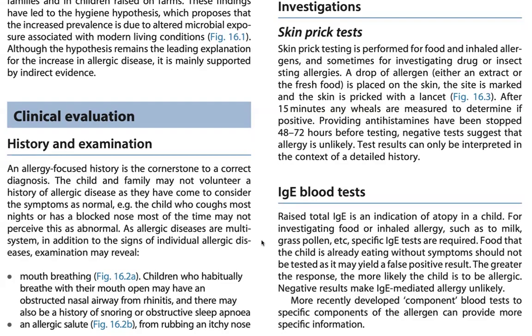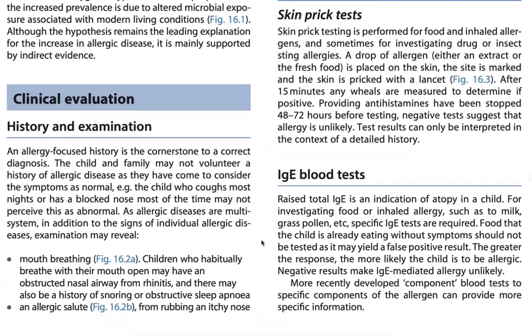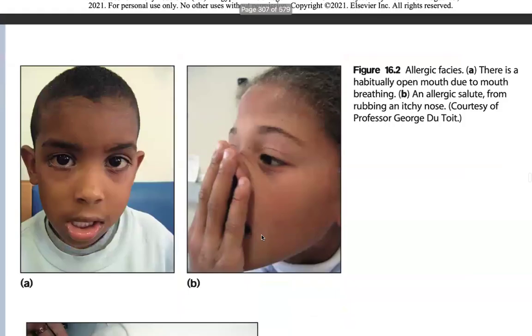IgE blood test: a raised total IgE is an indication of atopy in a child. For investigation of food or inhalant allergy, such as to milk, egg, or pollens, specific IgE tests are required. Foods that the child is already eating without symptoms should not be tested, as this may yield a false positive result. The greater the response, the more likely the child is to be allergic. A negative result makes IgE-mediated allergy unlikely. Most recently developed component blood tests to specific components of allergen can provide more specific information.